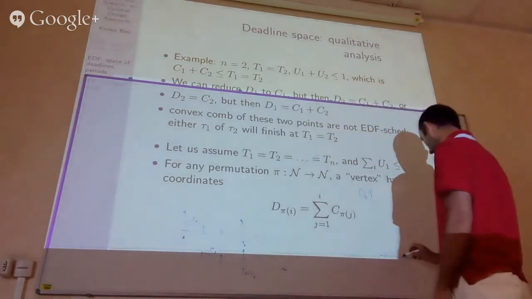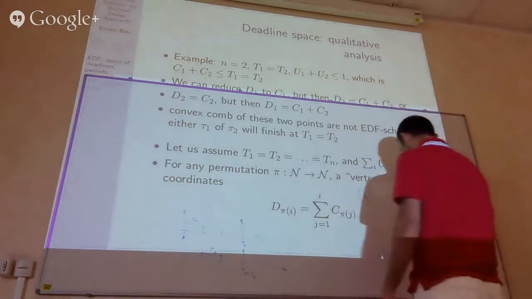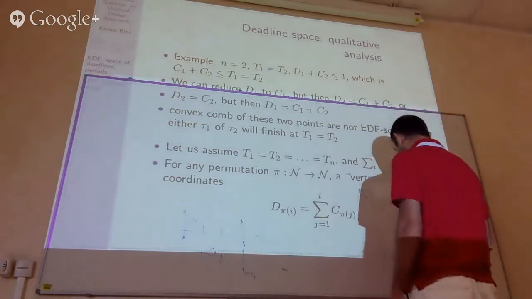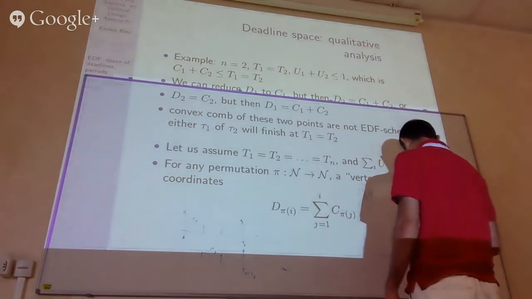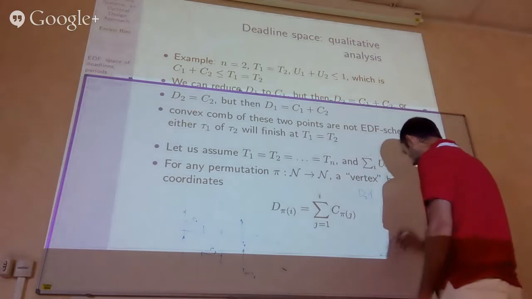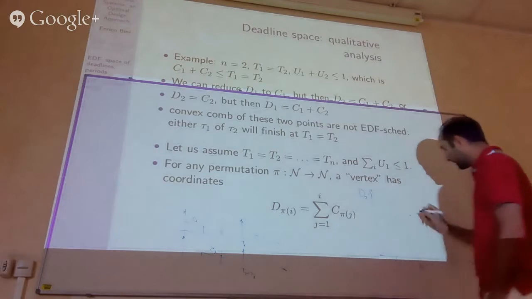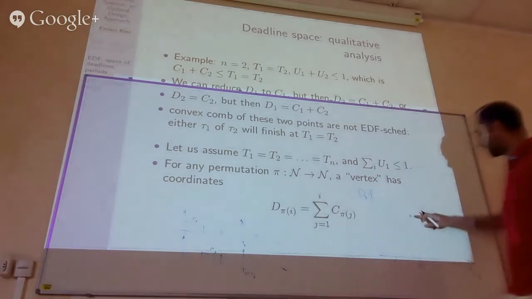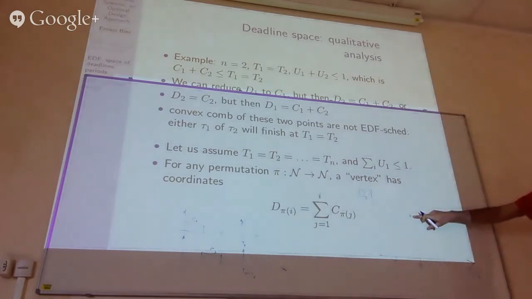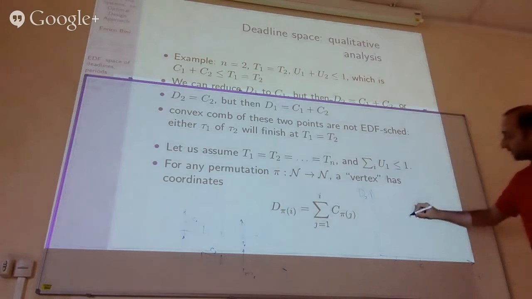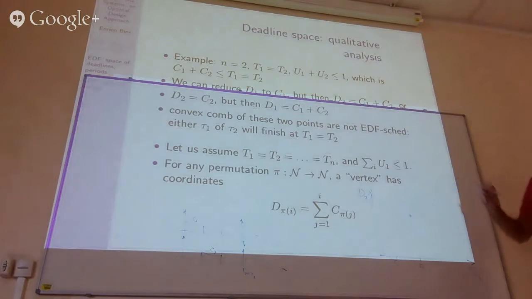So let's say here at point, say C1 is something like this. And then we do C1, C2. So this point is the point C1 plus C2. So the deadlines can be here, okay? And of course, as usual, because of this sustainability notion, bigger deadlines are always fine. So if this point is good, also here is good.